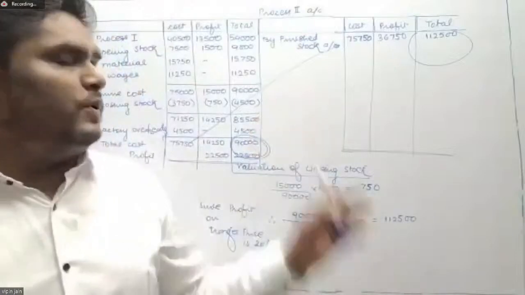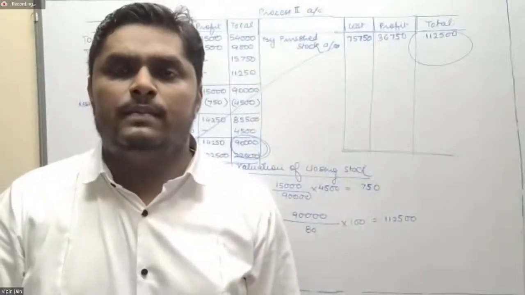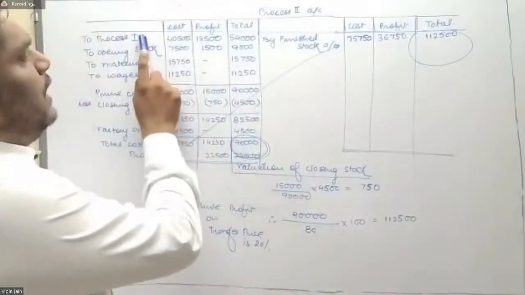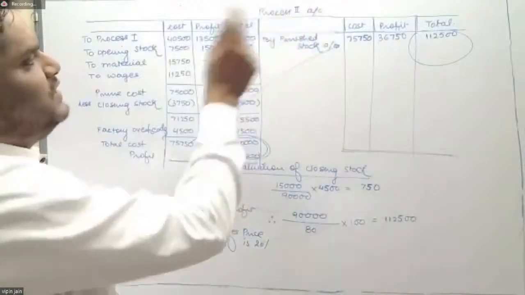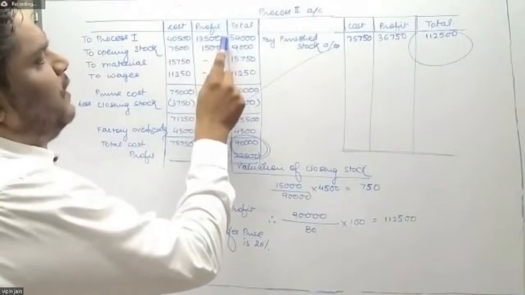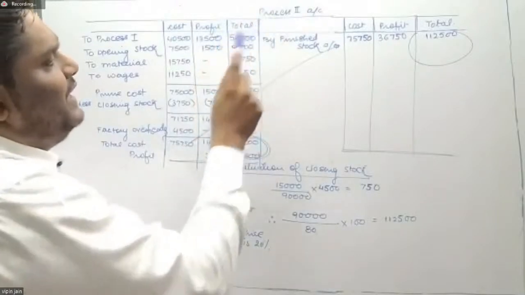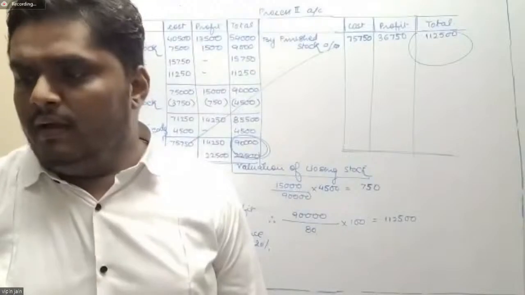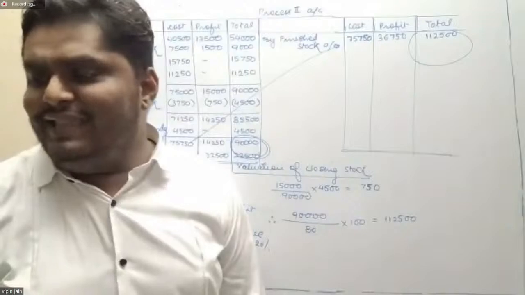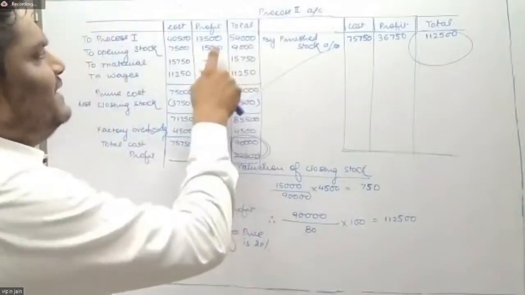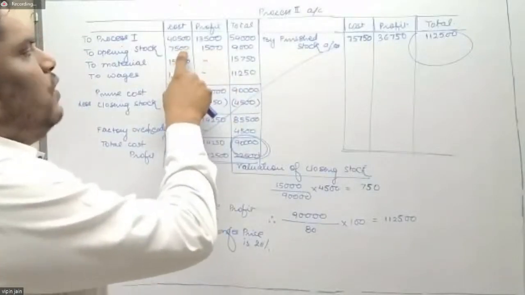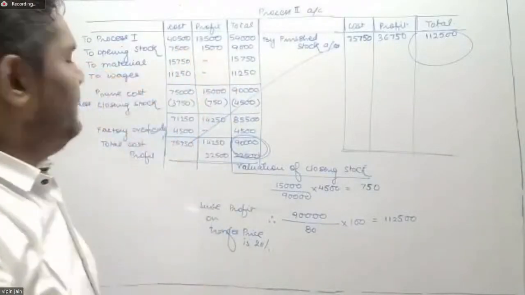This is all about the process second account. I repeat again, guys. The output of process first is transferred to process second account. That is the cost 40,500. The profit is 13,500. The total is 54,000. Now, the opening stock is given in the question, that is 9,000, and the profit included in opening stock is 1,500. So this is how we calculated the cost, that is 7,500.